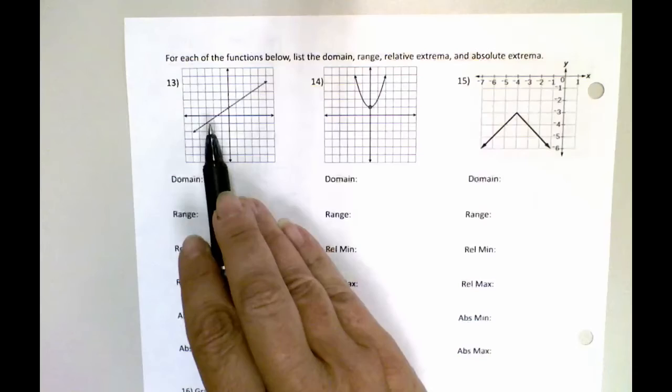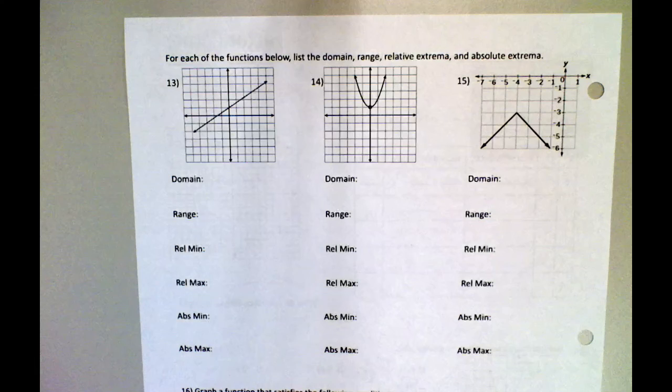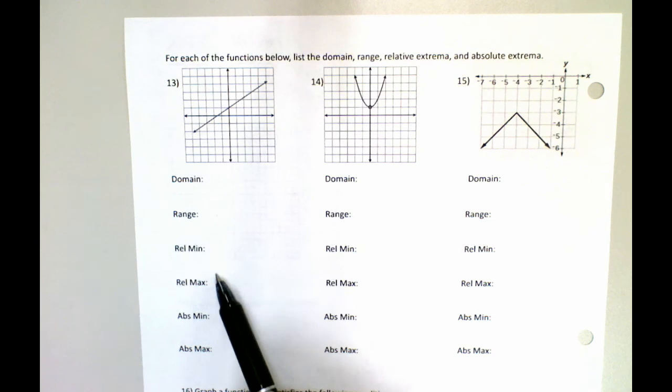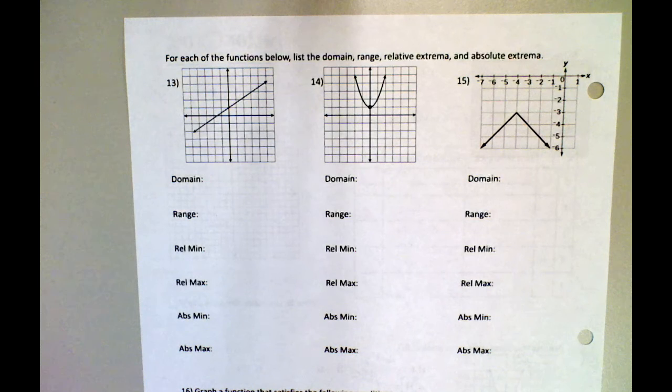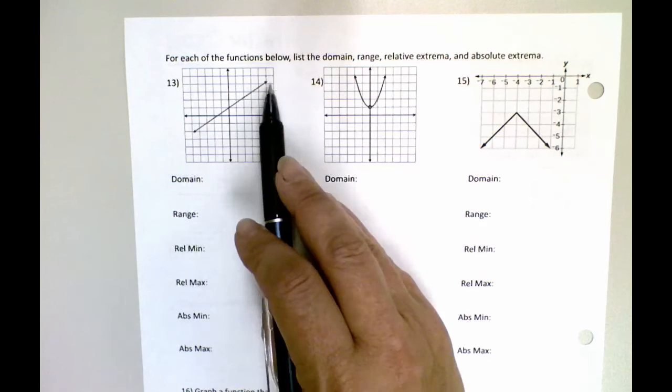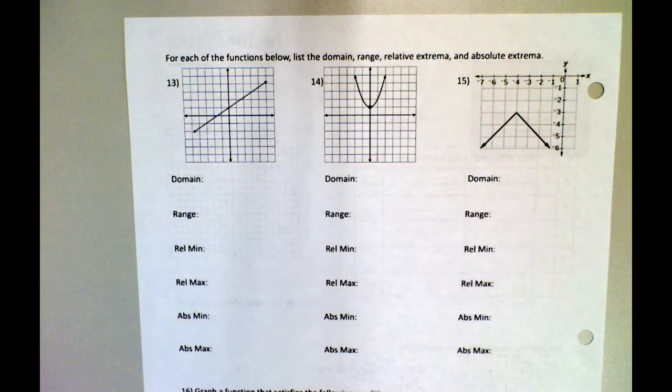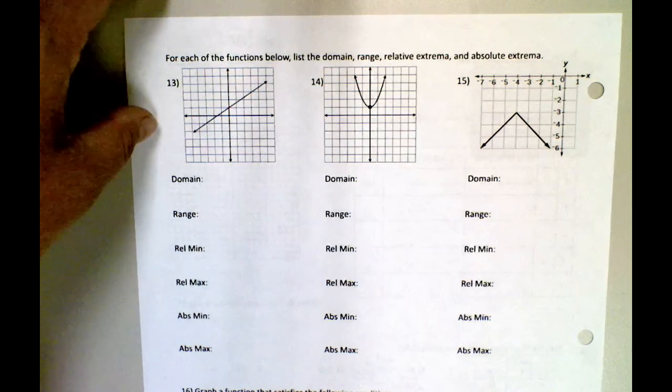So I gave you 3 different graphs. You are asked for the domain, for the range, for all the relative and absolute extrema. So the exact same things that we learned about yesterday. Please be careful because all of these graphs have arrows somewhere, which is obviously going to affect either your domain or your range or both. So make sure you pay attention to those.